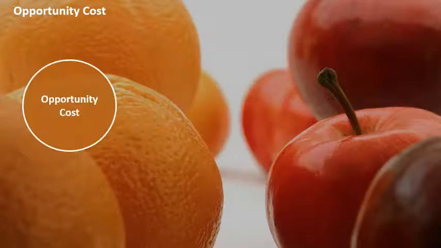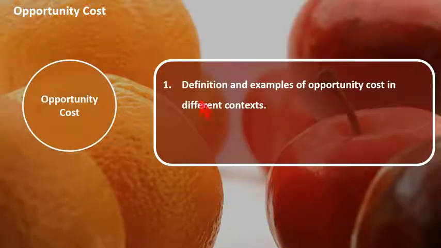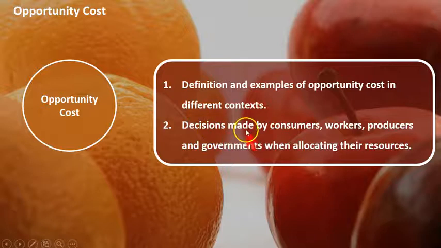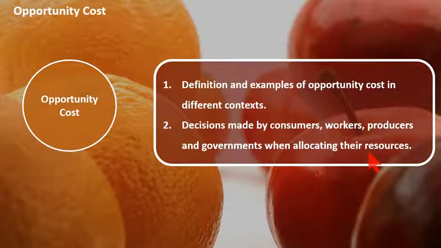So within this section, what we are required to do is define the opportunity cost we've just discussed and provide examples as well. So, definition and examples of opportunity cost in different contexts: decisions made by consumers, just like the example I gave you between apples and oranges, decisions made by workers, producers and government when allocating their resources. As we have discussed, resources are limited, so we have to select one option and not the other because the issue of scarcity is always there. Resources will always be limited, wants are unlimited, so we have to allocate those limited resources.